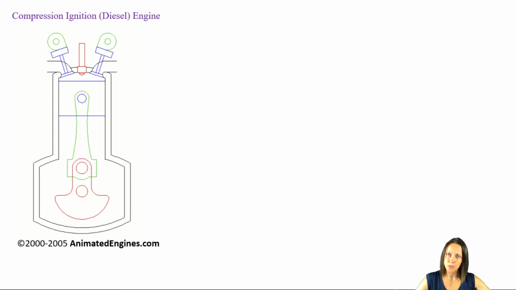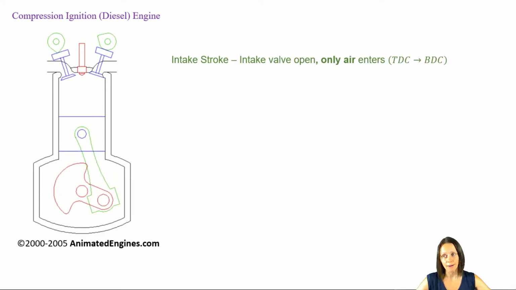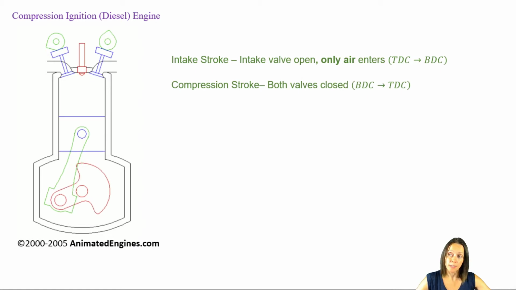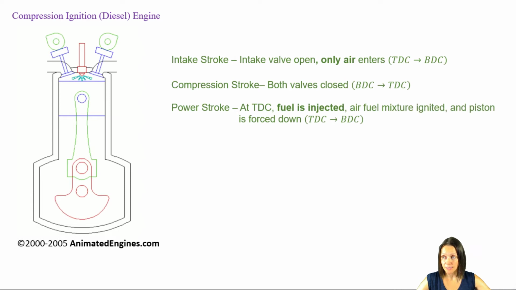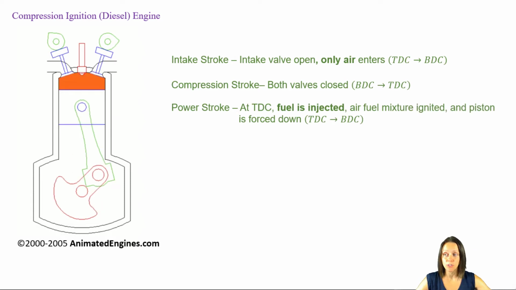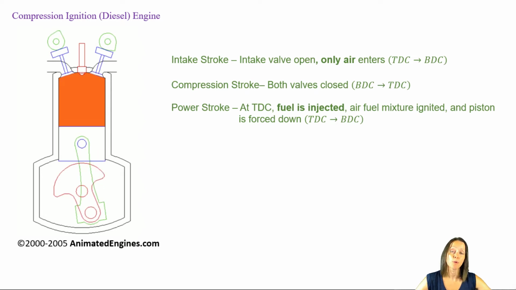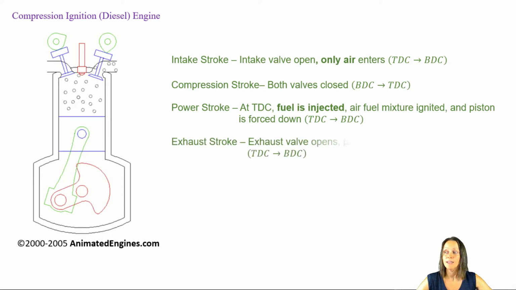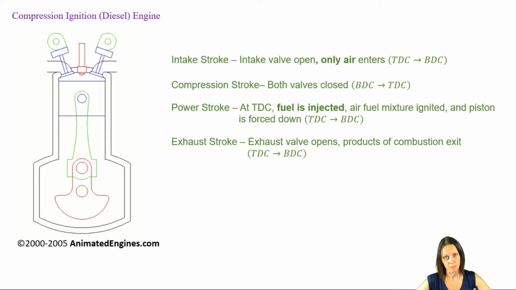During the intake stroke, the piston head moves down, the intake valve opens, and only air enters the chamber, as opposed to a gasoline engine where air and fuel enter. Then the piston head moves up to top dead center, compressing the air to a very high temperature and pressure. At top dead center, a fuel injector injects fuel into the chamber. Because that air is at a very high temperature, the fuel spontaneously combusts, or auto-ignites, and it forces the piston head down. Then the piston head moves back up and expels all the products of combustion.